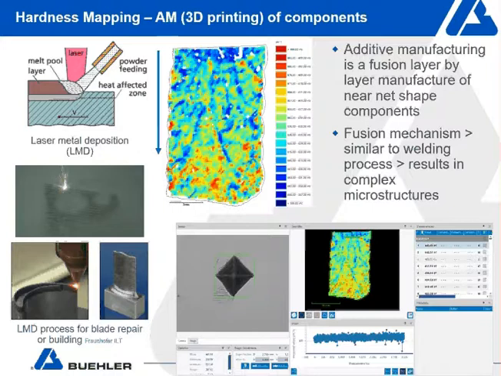So all in all, you can map out additive manufacturing components as well. And I remember with this one, we did again about 3,000 to 4,000 indents. Quite a large component to give you an indication of different microstructures that are occurring in your component.